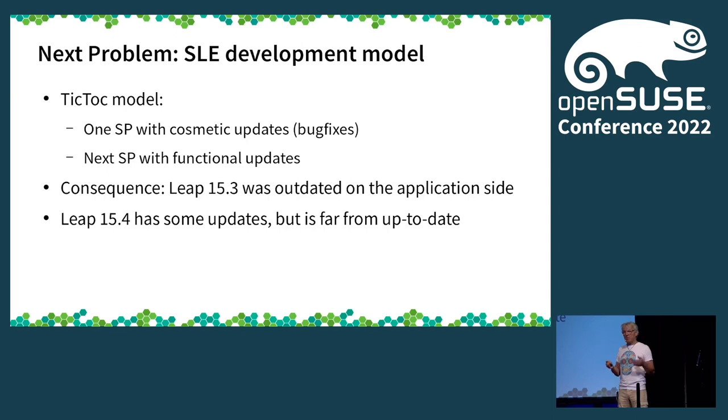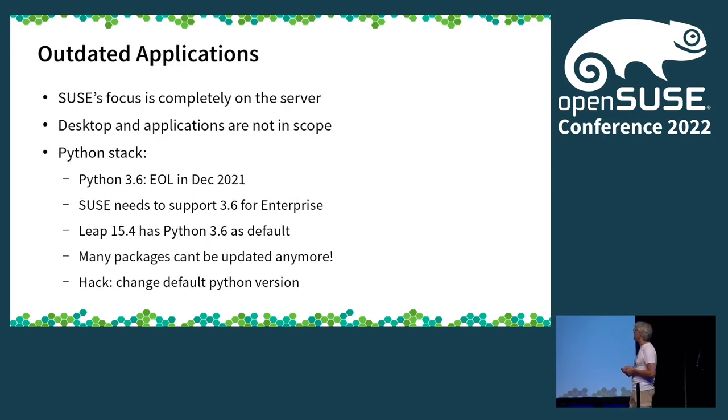the first release that we had in this model, Leap 15.3, was heavily outdated in all applications that we were shipping. The KDE desktop was way too old, GNOME, and basically everything. Leap 15.4 has now some updates, but it's far away from being up to date. So happily, we got a new Python, we get a new Qt stack, we got a new KDE stack. Most of the desktops are up to date, but many other applications are not.